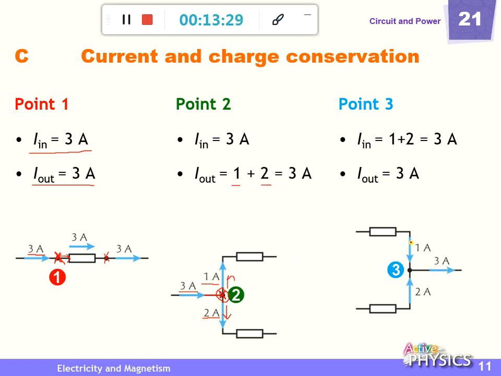How about this? We have 2 currents coming into the junction. 2 in, 1 in, then 3 out. Okay, then this one we will say that charge conservation.